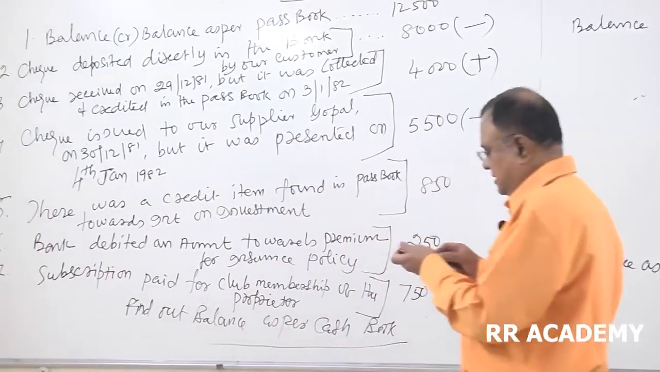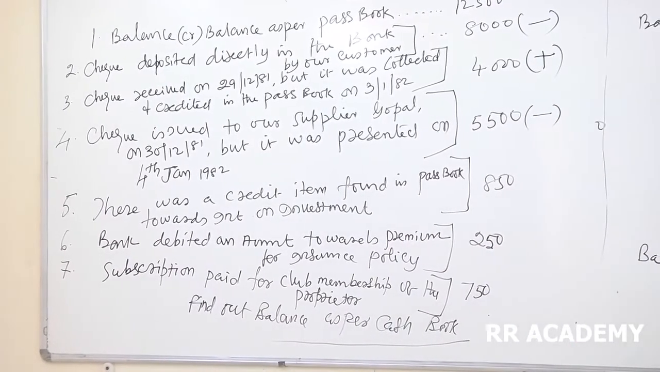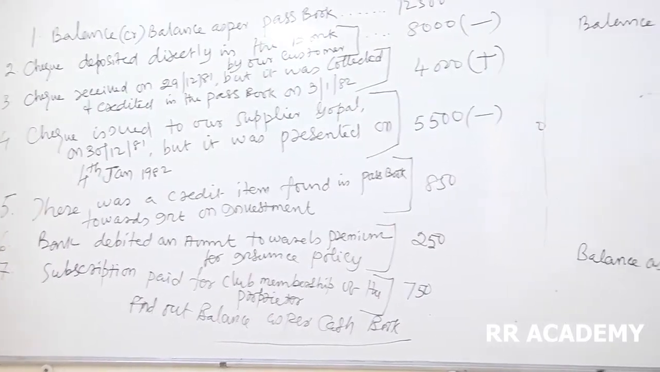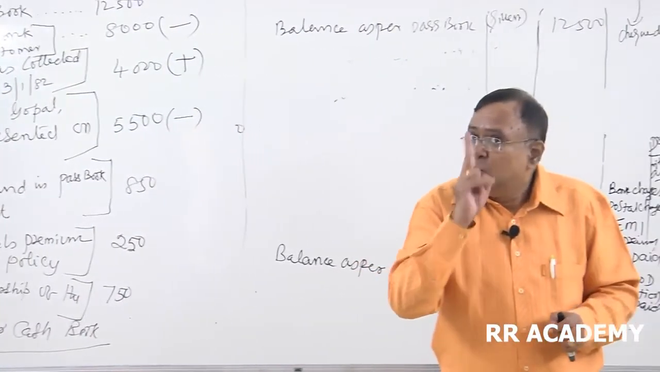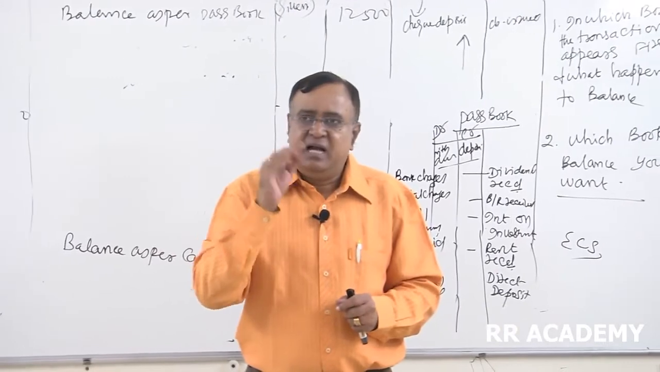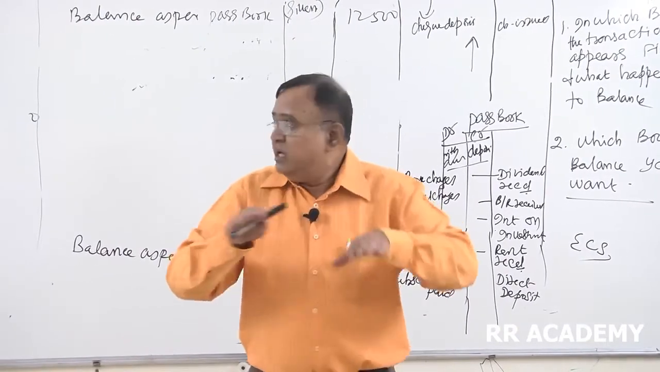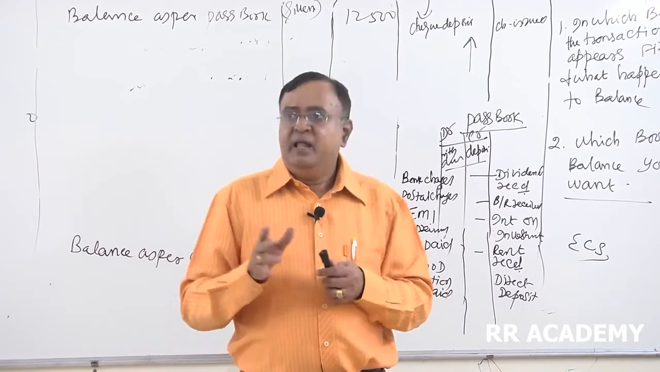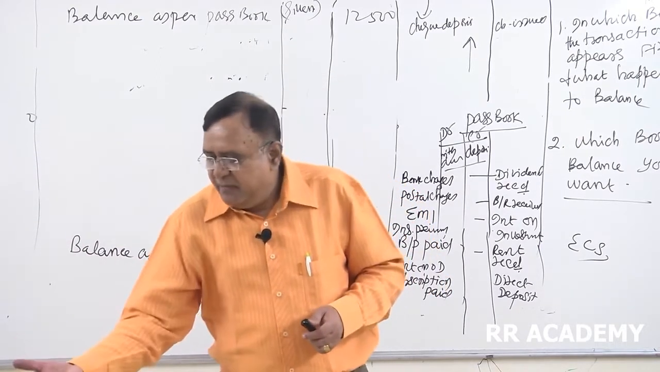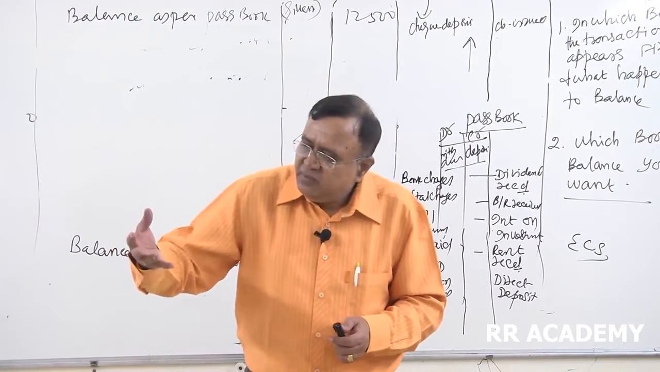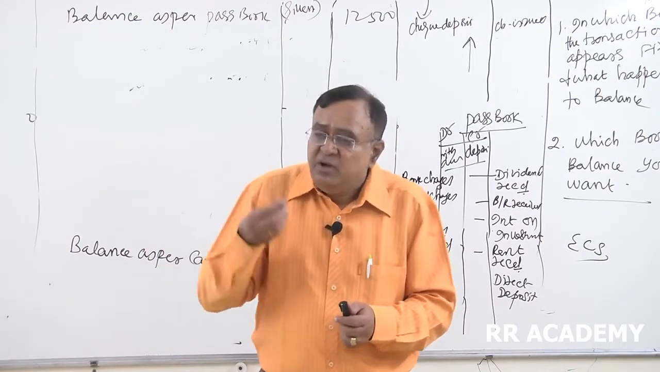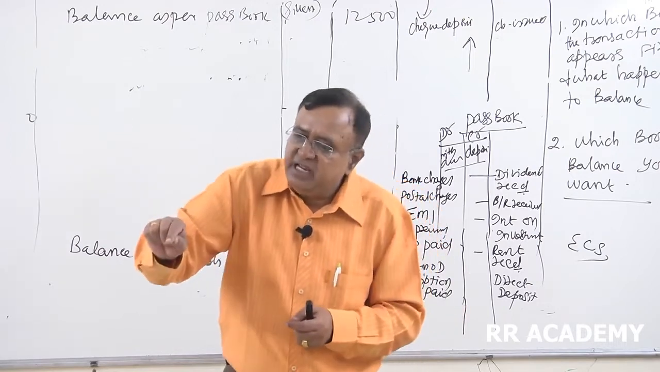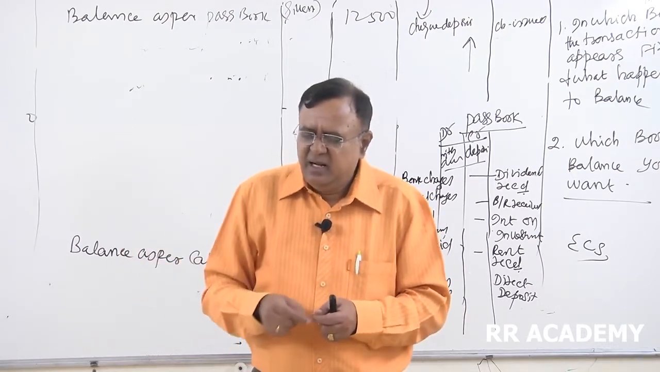Over. Next, there was a credit item found in the passbook. In passbook, 2 items will come first: credit item, debit item. There was one credit item towards interest on investment. That means we invested in the bank. Bank will give interest to us. Bank will not give interest to us directly by cash. They will credit our account. Every month they will credit.